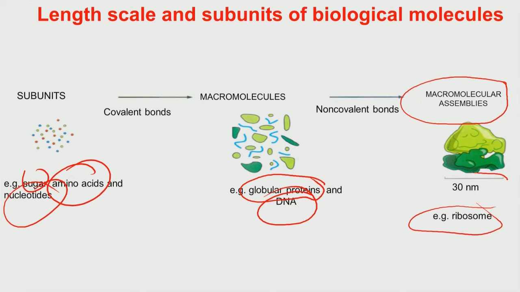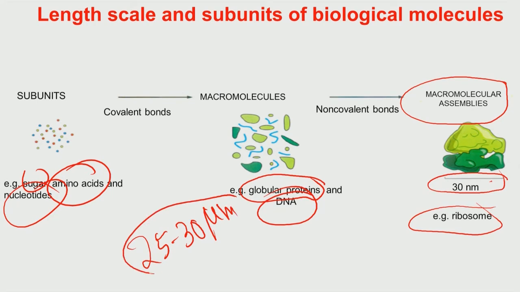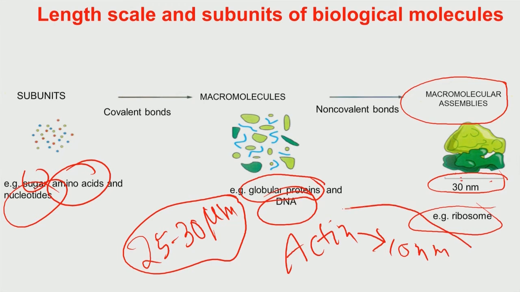If you look at the length scale, the typical ribosome structure is 30 nanometer, and remember your cell size is around 25 to 30 micrometer. So, individual organelles are 30 nanometer, and if you remember the actin filamental structure, it has a size somewhere around 10 nanometer. So, all the cytoskeletal elements and different cellular organelles, mostly their length scale is in the order of nanometer.